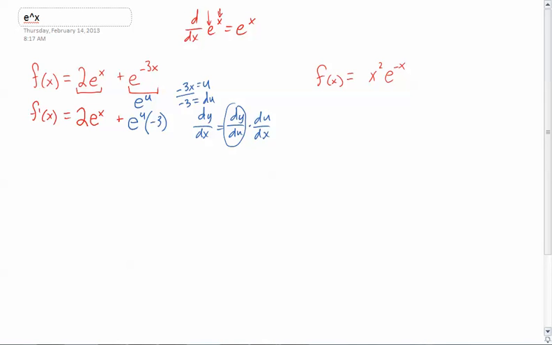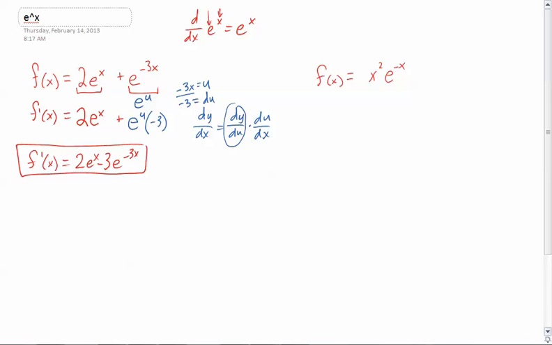Now I need to put back in for u the original function. So I'll have f prime of x equals 2e to the x plus e to the negative 3x times the negative 3, so maybe I'll just go minus 3e to the negative 3x, and there's your derivative. Not too bad, huh? Got a little bit of chain rule in there. All right, so let's go ahead and look at the next example.